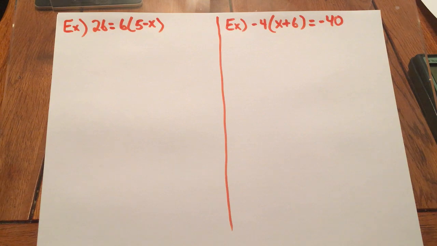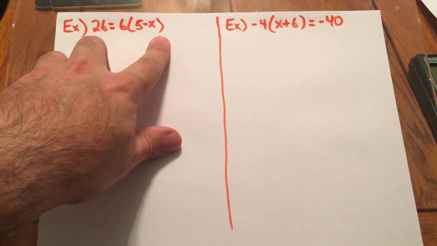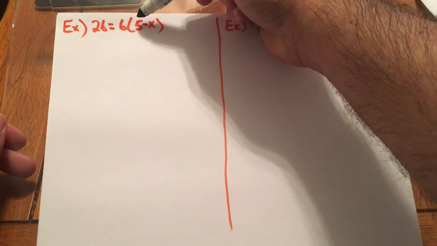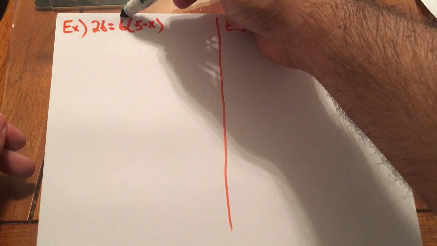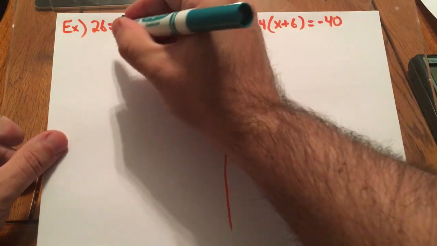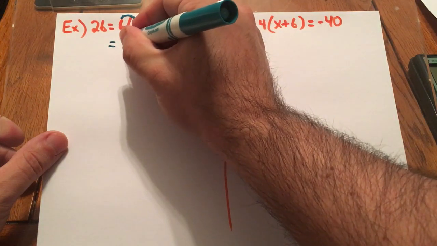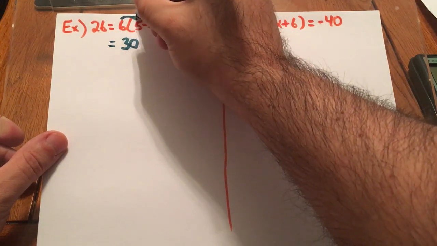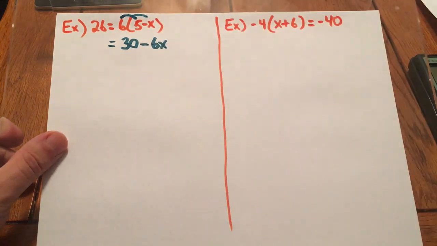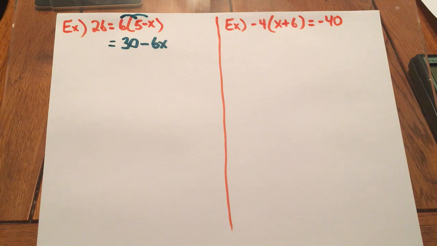But now we've got a parenthesis. So what we've got to do is what I call distribute. We use what's called the distributive property to get rid of these parentheses, and it's just a fancy way of saying multiply. Basically the rule is you multiply everything inside the parentheses by what's sitting outside. So you do 6 times 5, that's going to equal 30. And then you do 6 times a minus x, which is going to be negative 6x. And that's all there is to distributing.